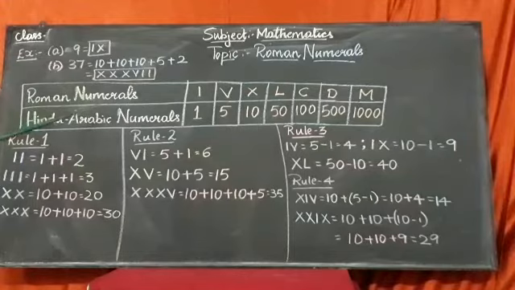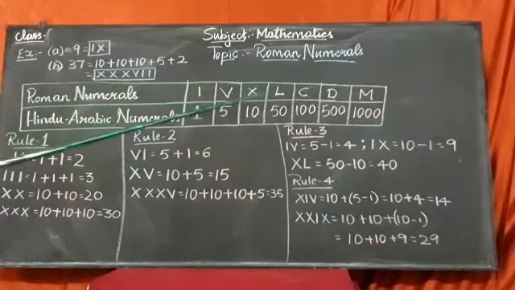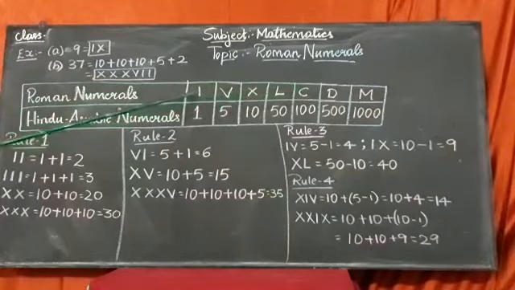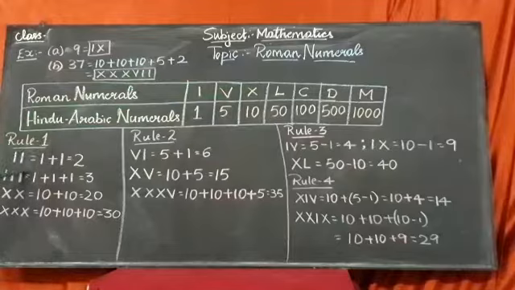There is no 0 in Roman numerals. First point. Next point, there is no place value chart for Roman numerals. Third point, the numbers are obtained by either addition or by subtraction of these 7 alphabetical symbols. So let us go to rule number 1. Repetition of numerals means addition. No numeral can be repeated more than 3 times.